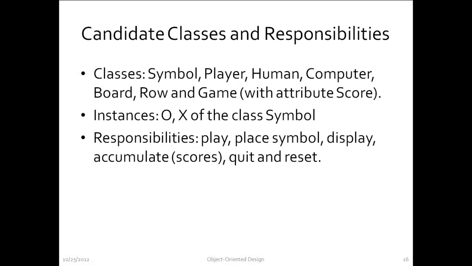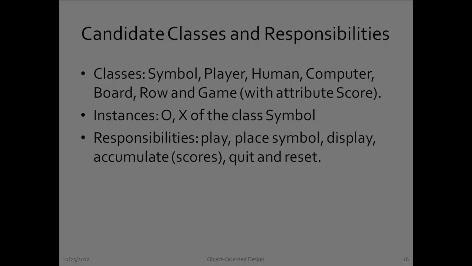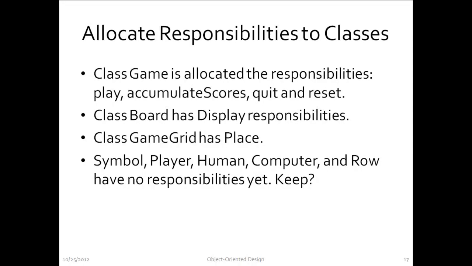And so now we are left with the consolidated set of classes and responsibilities. For classes, you have symbol, player, human, computer, board, row, and game. Game has the attribute score. You might have objects or instances that are the O and the X of the class symbol, and then you're left with the responsibilities play, place symbol, display, accumulate scores, quit, and reset. And so now that you have your consolidated classes and responsibilities, you now do the allocation, you do the mapping.